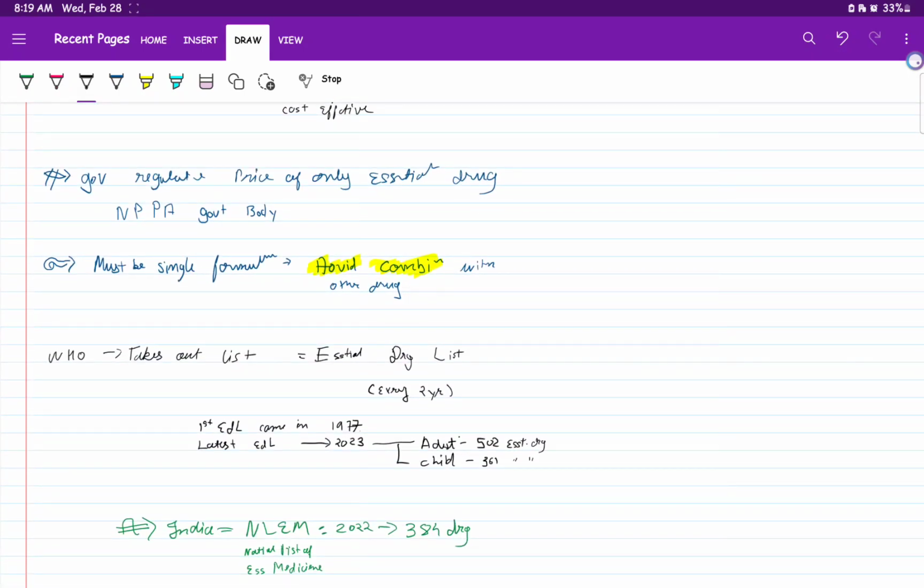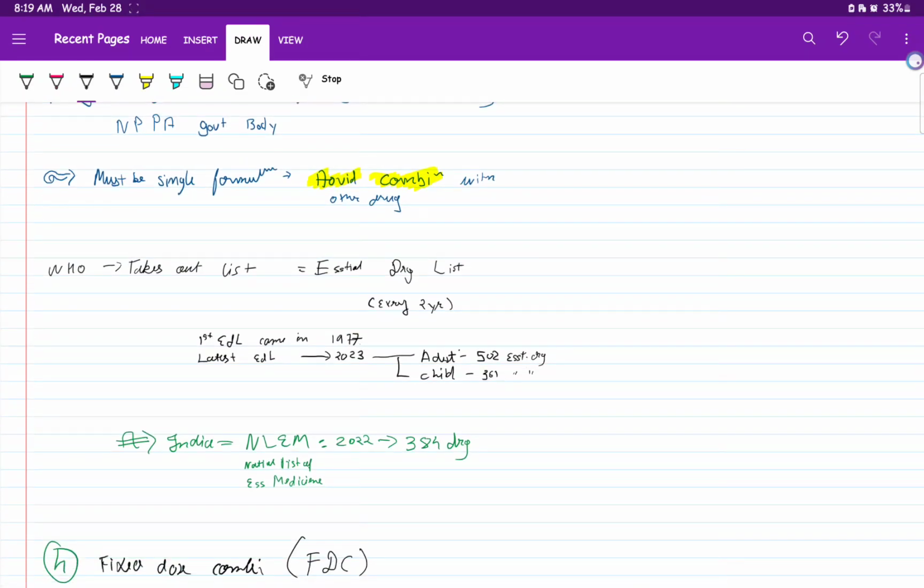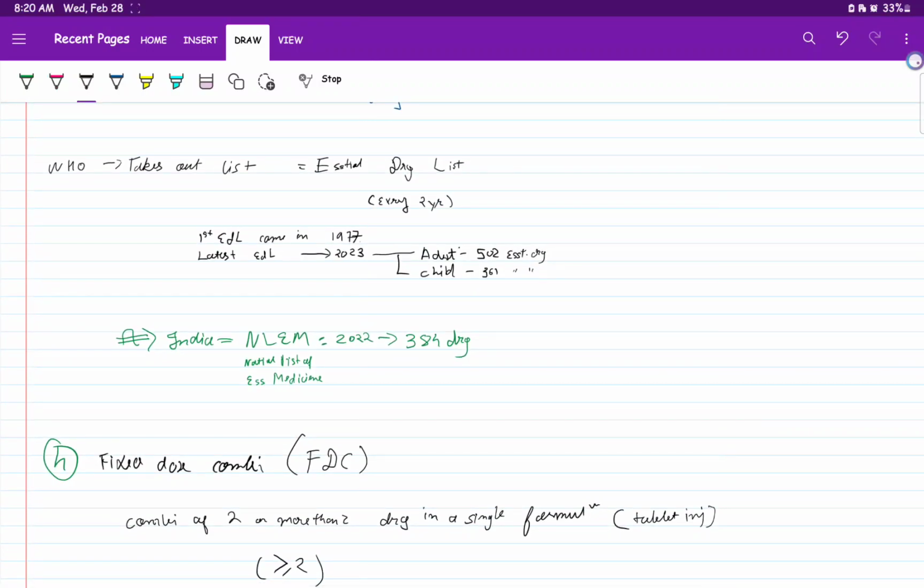The drug must be single formulation. It must not be combined with another drug. Combination makes the drugs more costly. So WHO brings out a list of the essential drugs every 2 years. The first list was in 1977 and the latest was in 2023. WHO gives adult essential drugs number as 502 and child essential drugs as 361. In India, NLEM, National List of Essential Medicines 2022 gives 384 drugs.